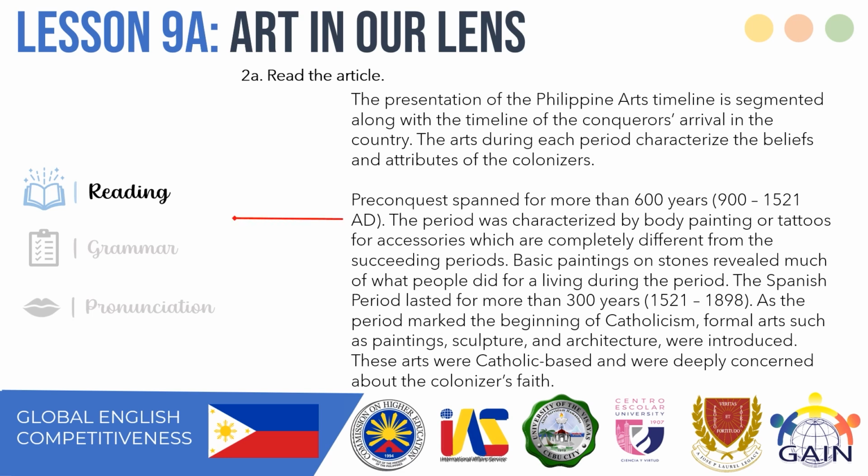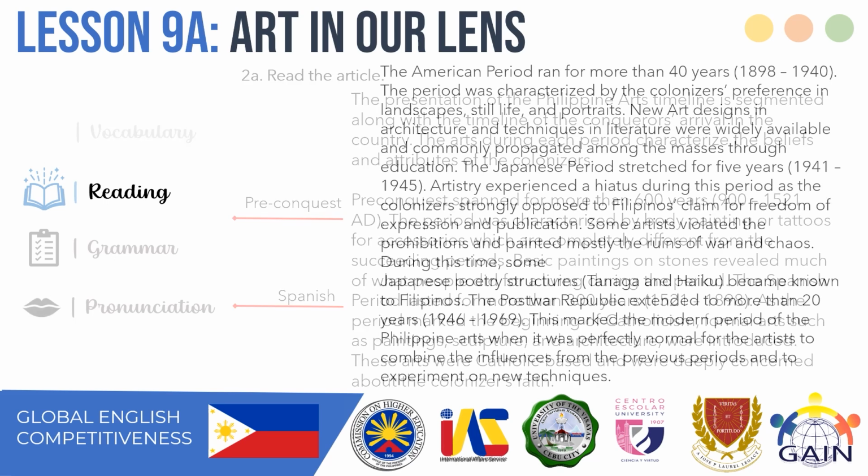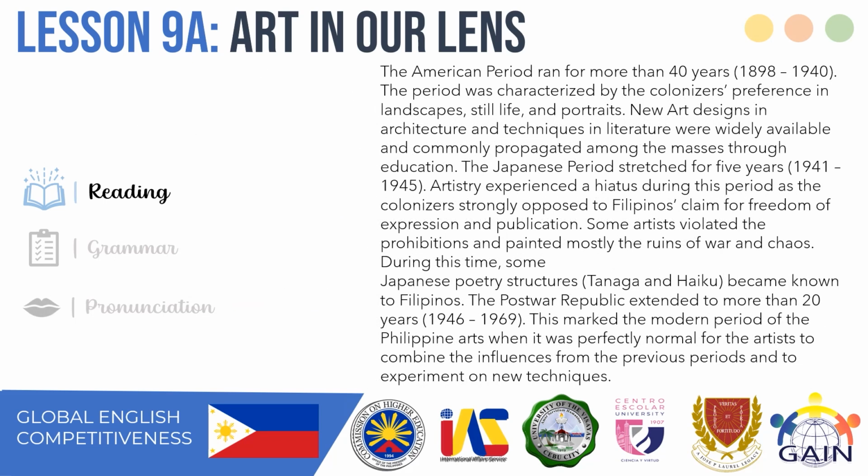As the period marked the beginning of Catholicism, formal arts such as paintings, sculpture, and architecture were introduced. These arts were Catholic-based and were deeply concerned about the colonizers' faith. The American period ran for more than 40 years. The period was characterized by the colonizers' preference in landscapes, still life, and portraits. New art designs in architecture and techniques in literature were widely available and commonly propagated among the masses through education.